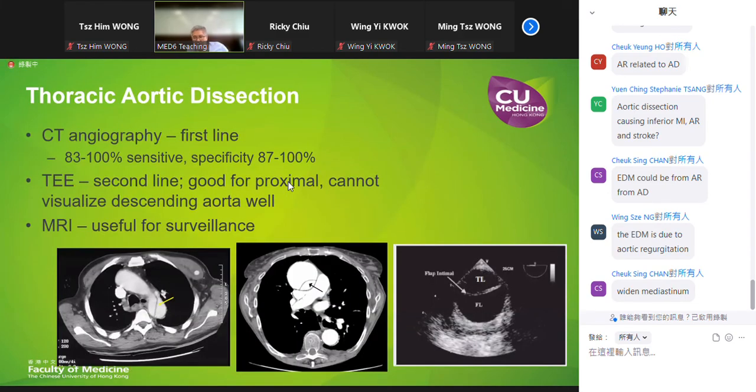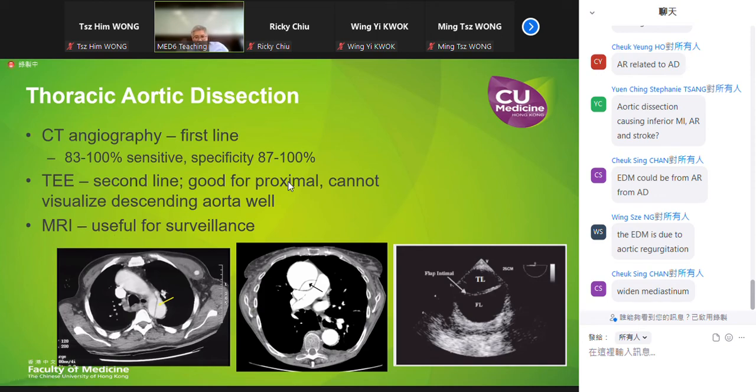Okay. So what you can do next, obviously imaging, and most commonly we do the CT angiogram. It was the first line. It's very sensitive. So you can often see a dissection plane pretty clearly. But if it's not available, MRI is not so useful. It's more for surveillance, not acutely. We don't really use MRI. It can be used, but we just don't do it.